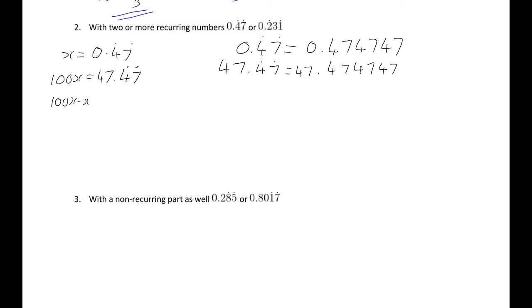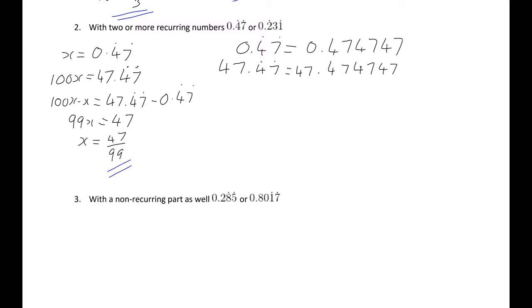100x minus x, that's the left hand side. On the right hand side we have 47.47 recurring minus 0.47 recurring, and these recurring bits are going to cancel each other. 100x minus x is 99x, and that equals 47. Divided by 99, x equals 47 over 99.